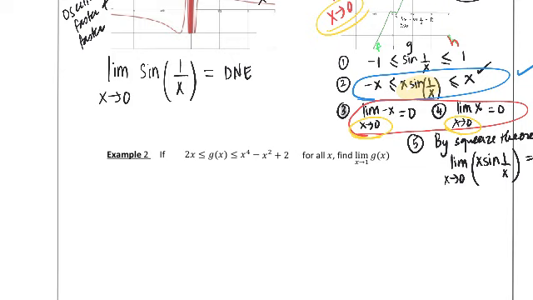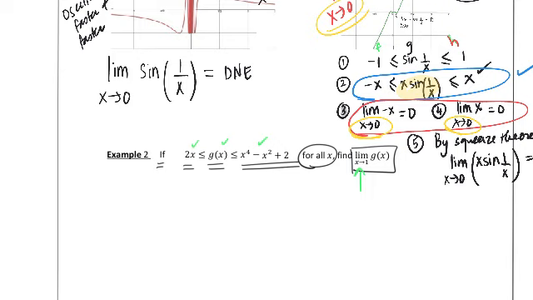Here we have the problem in example 2. It says if 2x is less than or equal to g of x is less than or equal to x to the fourth minus x squared plus 2 for all x, find this limit, right? So when you see this kind of setup, lights should be going off, flashing red lights that say squeeze theorem, right? Because we're dealing with a limit and you've got three functions and they're set up in this nice little inequality. So this is just crying out for the squeeze theorem.